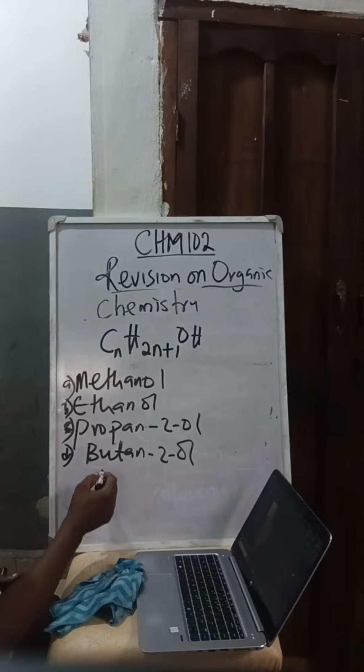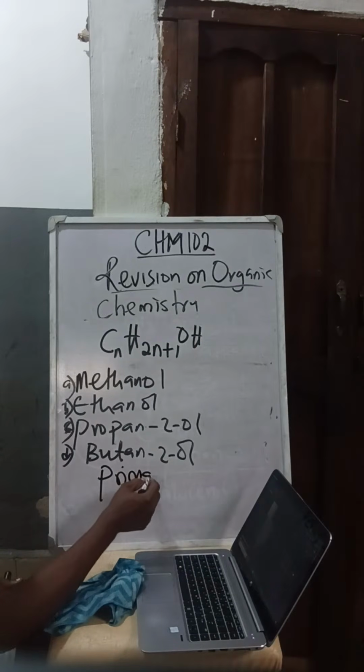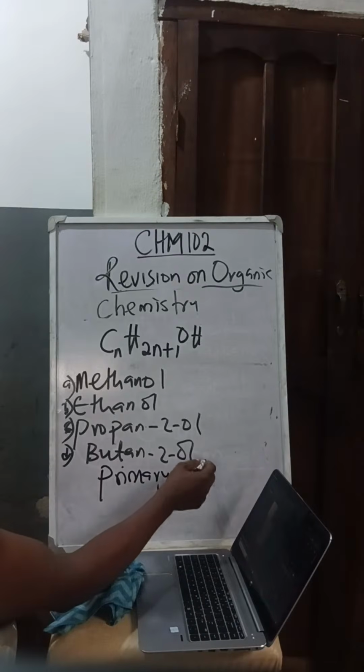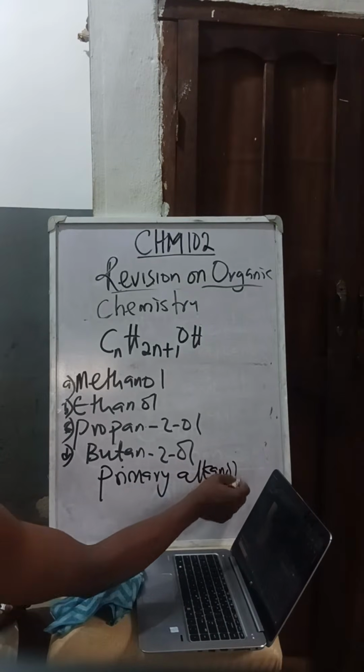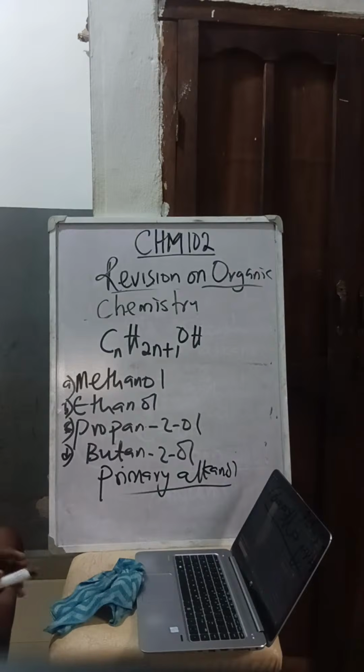So now, which one is primary alcohol? Classify methanol, ethanol, propan-2-ol or butan-2-ol. Which one is primary alcohol or secondary alcohol?